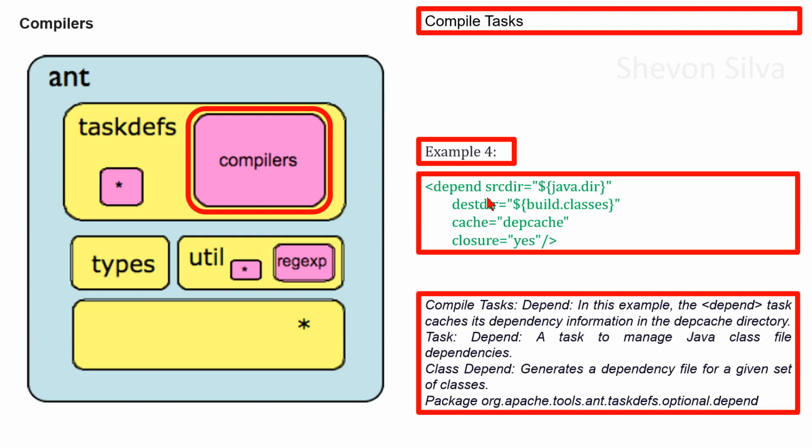Here remove any classes in the build.classes directory that depend on out of date classes. Classes are considered out of date with respect to the source in the ${java.dir} directory using the same mechanism as the javac task. In this example, the depend task caches its dependency information in the depcache directory.